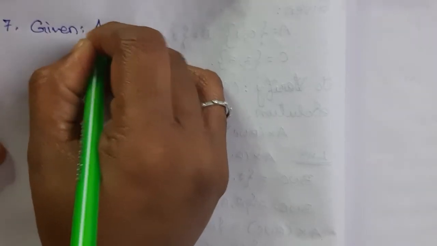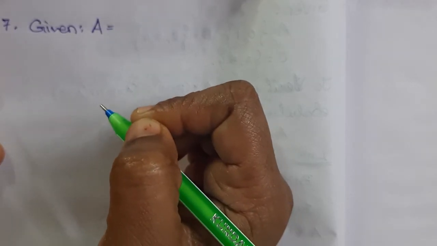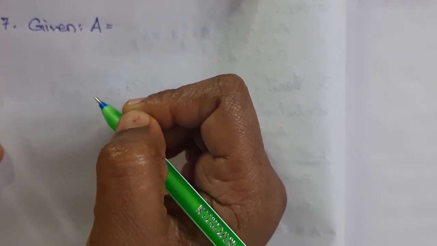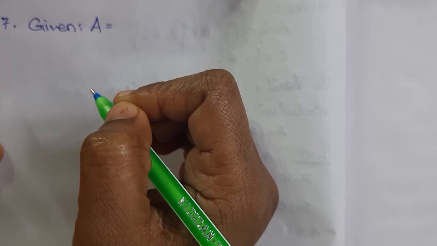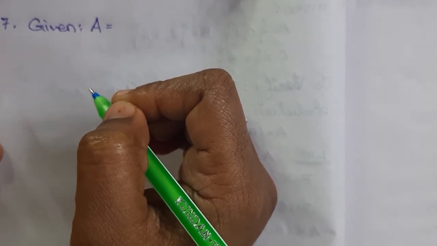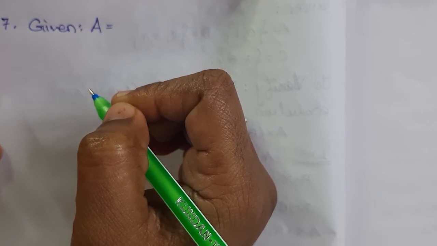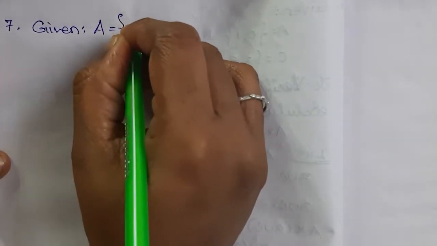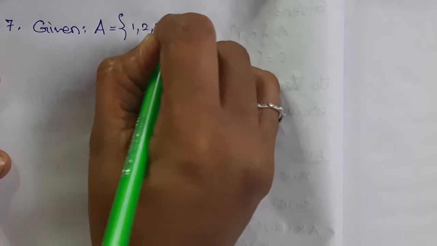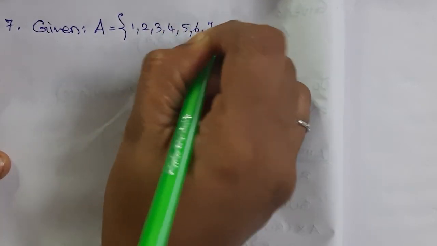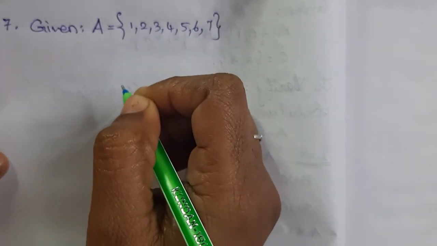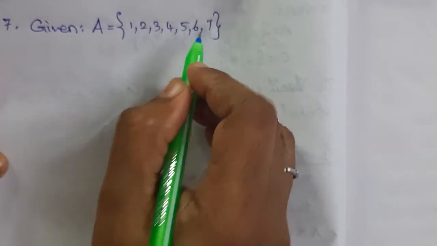Set A is equal to the set of all natural numbers less than 8. So, natural numbers start from 1, and you are supposed to list out all the numbers which are less than 8. So, let's list out 1, 2, 3, 4, 5, 6 and 7. It is clearly given less than 8, so you have to write till 7.